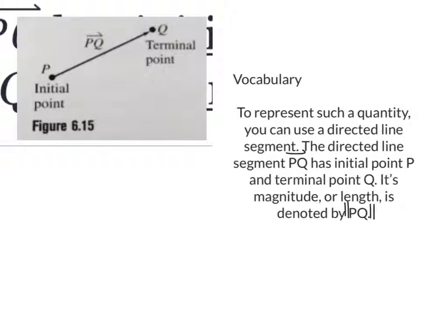So if you look at the figure, you see a line segment. The initial point is P, the terminal point is Q, and it represents a segment PQ. To represent such a quantity, you can use a directed line segment. The directed line segment PQ has initial point P and terminal point Q. Its magnitude or length is denoted by that notation, the double stacked lines. And again, I hope you can see, even though it's kind of dark on the screen, there is an arrow right there that lets you know which direction the segment is going.